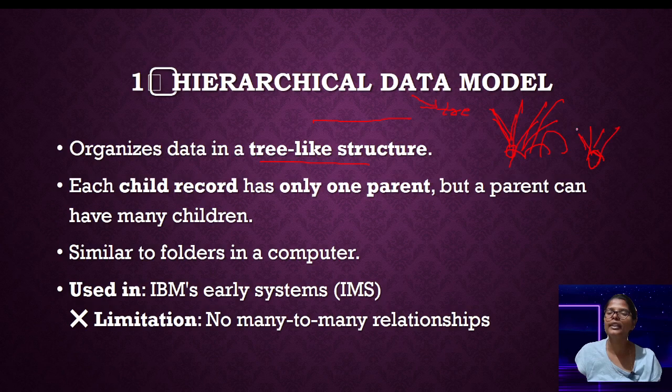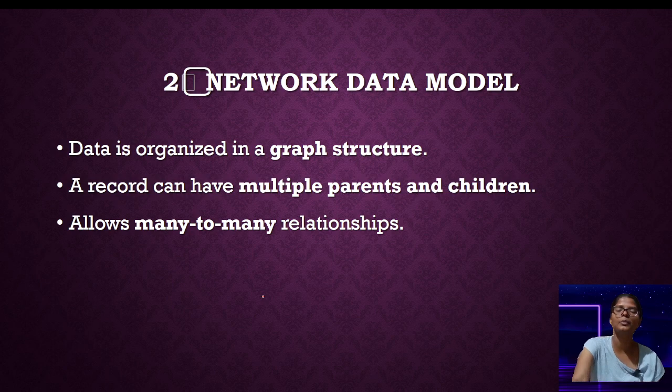From the parent we are growing, right? So each child record has only one parent. Here the base is one, but you can have n number of children. That is nothing but a tree-like structure, following a hierarchy. So one parent with many children is called a hierarchical data model. It was actually used in IBM's model.